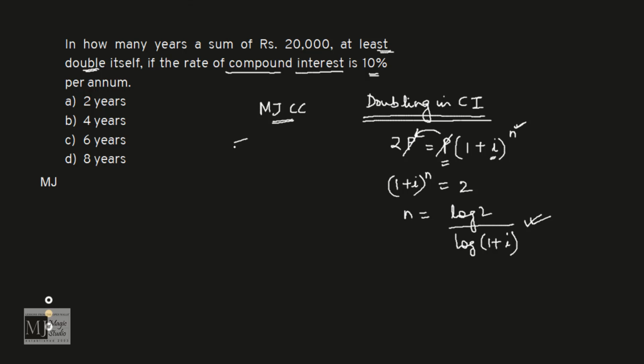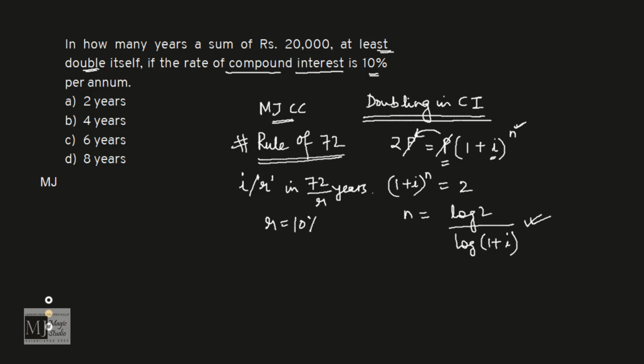And what is that cheat code? Here we will use the rule of 72. This will give us the best approximate answer. Now what does the rule of 72 say? That if money is invested at I, or you may also say R percent per annum compound interest, then the sum of money will double itself in 72 by R years. As simple as that. Okay, here R is equal to 10%.